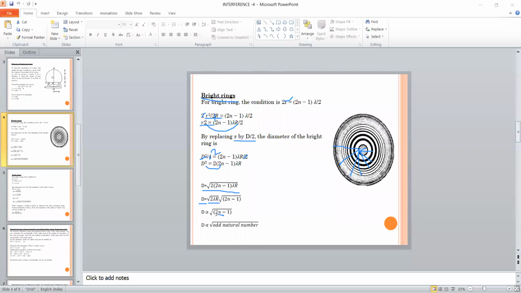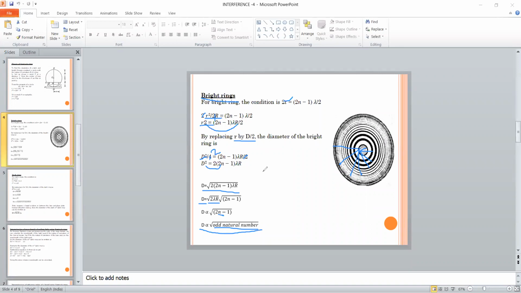And 2n minus 1 indicates the odd natural number. 2n minus 1 means odd natural number. So simply this statement we can read as: diameter of the bright ring is proportional to square root of odd natural number. Okay. And the next one is, so here we found the bright ring condition.